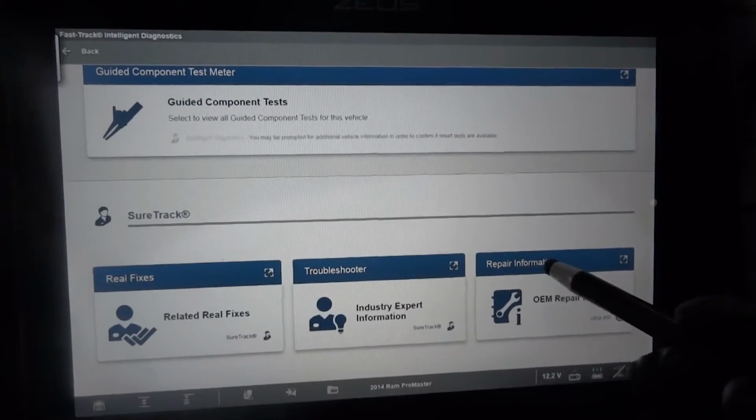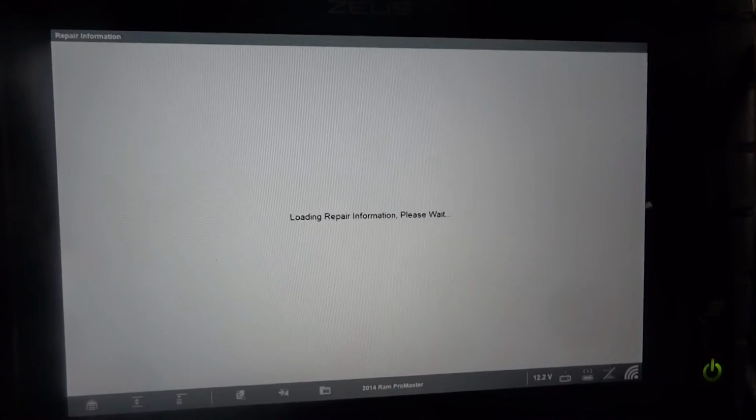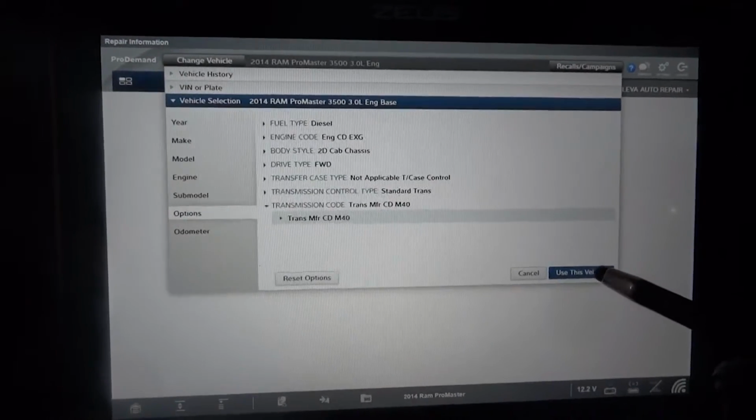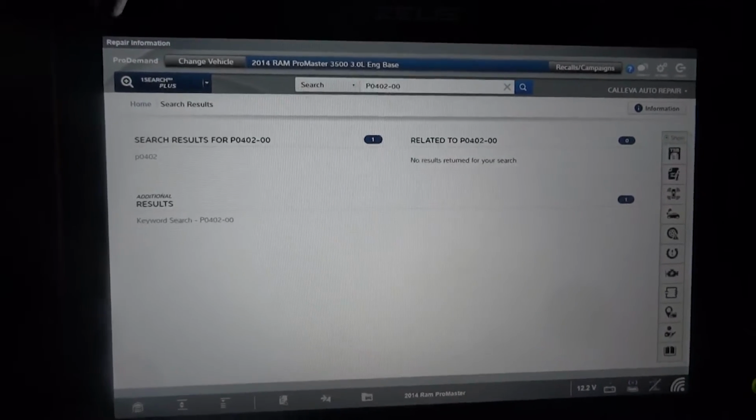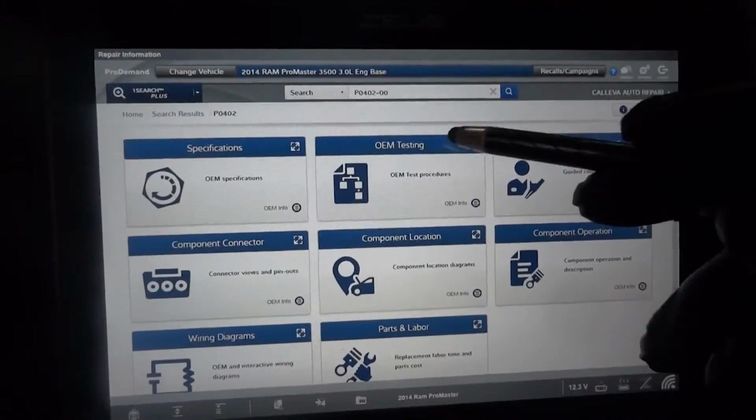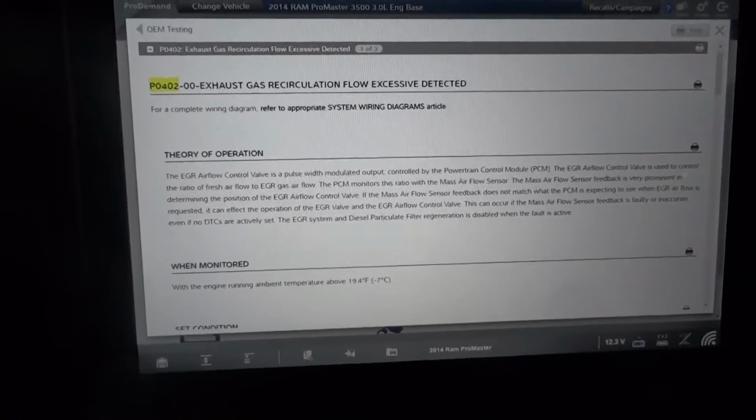I'm going to go into my service info. Let's read up a little bit about this trouble code. I want to read the code setting criteria. I believe it's kind of going to be what I said, because these EGR systems are pretty similar. Okay, so let's go to OEM testing. So we're going to read the theory of operation.